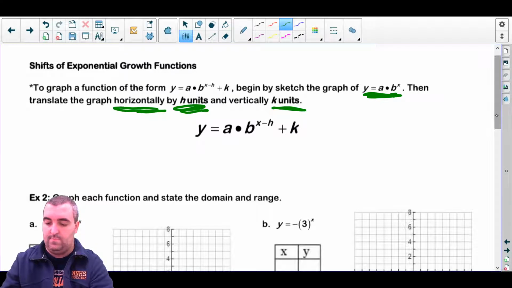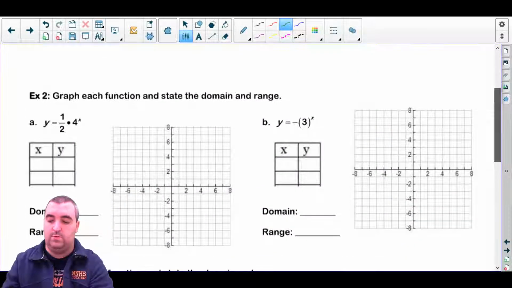So once again, you can use a table of values. It's kind of up to you.